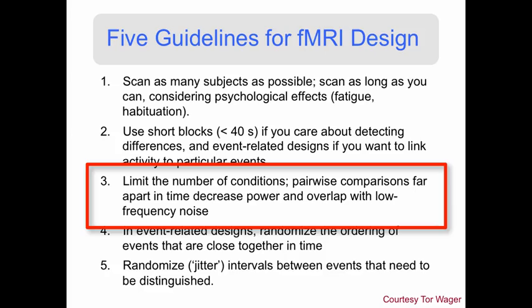The third rule is that you should limit the number of conditions. If you have 8 different conditions, you might have pairwise comparisons that are really, really far apart in time because you have to fit in all 8 conditions. If you're comparing the 8th condition with the first one, there might be, say, 2 minutes between them. And then you're going to have problems with things like drift, like we talked about last time. The drift might actually dwarf the difference between the first and the 8th condition in this example.